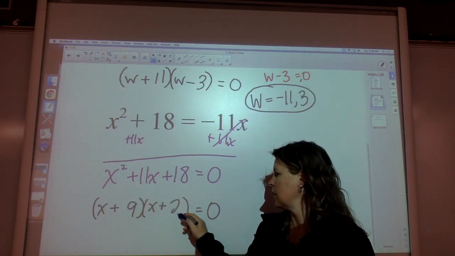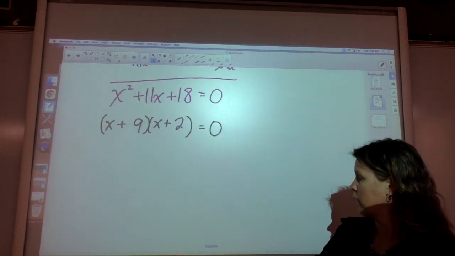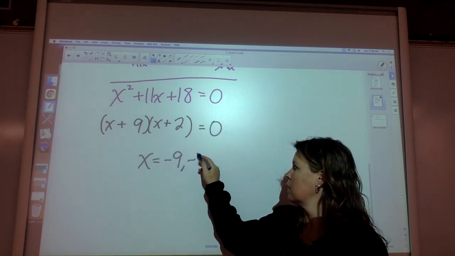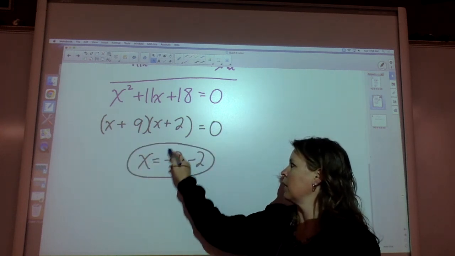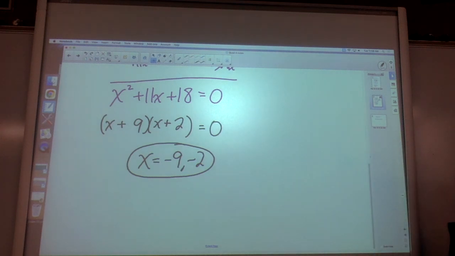9 times 2 is 18. 9 plus 2 is 11. And your final answer is going to be x equals negative 9 and negative 2. Make sure you put x equals in front of it, comma in between. And that's it. Short notes, lots of factoring for you to do. Solve by factoring.